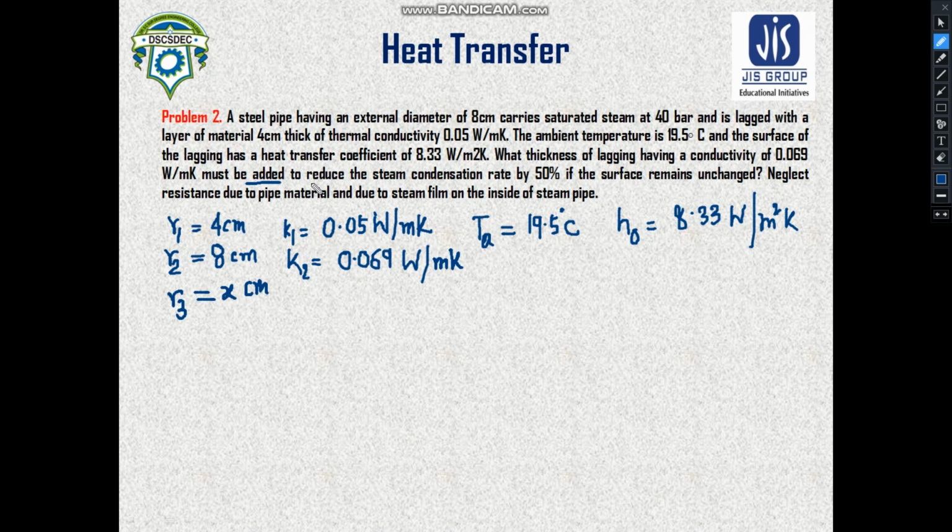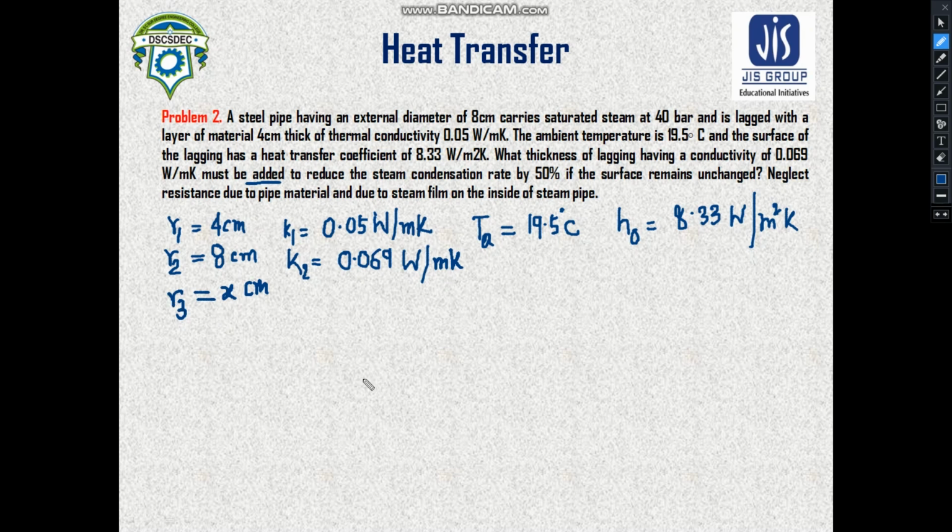You need to insulate it more so that the heat condensation rate reduces by 50%. That means it is quite obvious that you need to insulate in such a way so that the net thermal resistance would be twice. If the net thermal resistance becomes twice, then the heat condensation rate would drop by half, by 50%. That is what. So you need to insulate it in such a way so that the net thermal resistance can be increased by 2 folds.